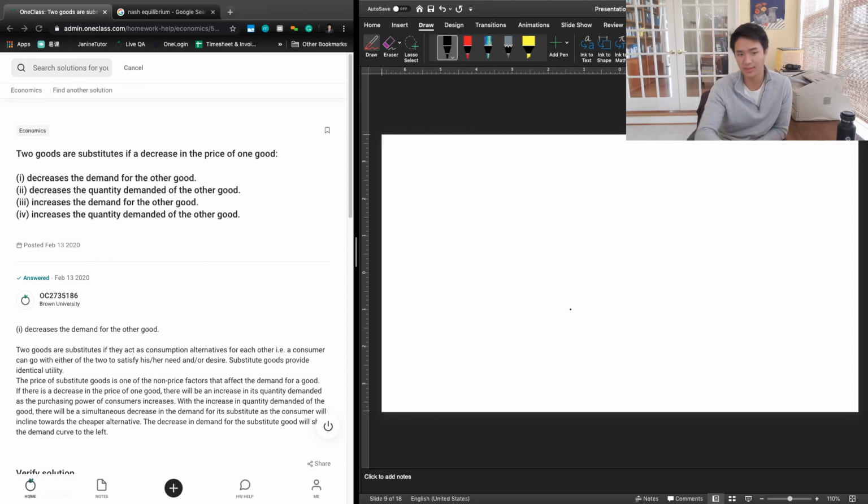And so it's going to decrease the demand for the substitute good. That's why answer choice 1 is going to be the correct answer. Two goods are substitutes if a decrease in the price of one good decreases demand for the other good.